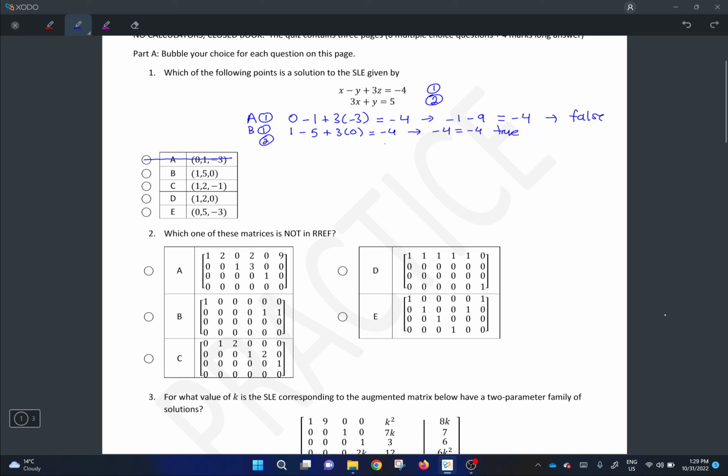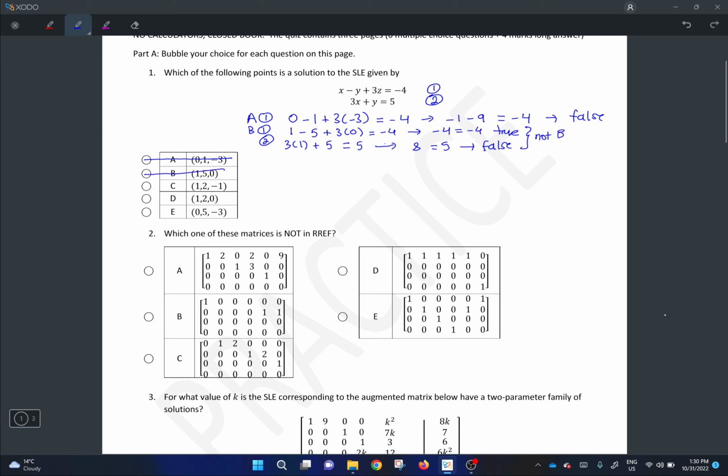But we also have to check equation 2. We have to make sure it satisfies the second equation. So we have 3 times 1 plus 5 plus 3 times 0. Oh, sorry. No plus. There's no plus anything there. I'm looking at the wrong equation. There's no z component, so I don't even have to introduce the 0 there. Equals 5. So this now says that 8 equals 5. That's false. So it can't be option B. We can cross that one out.